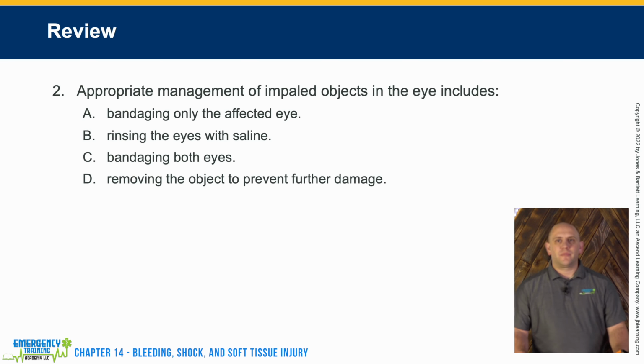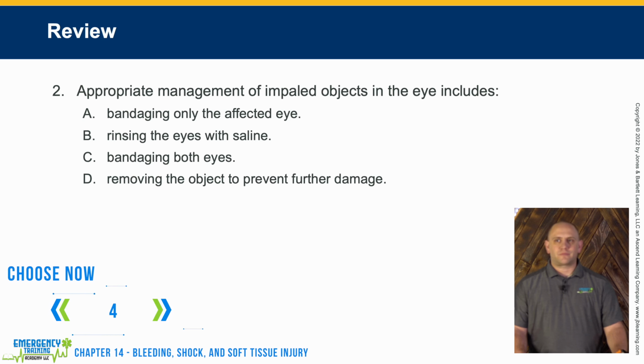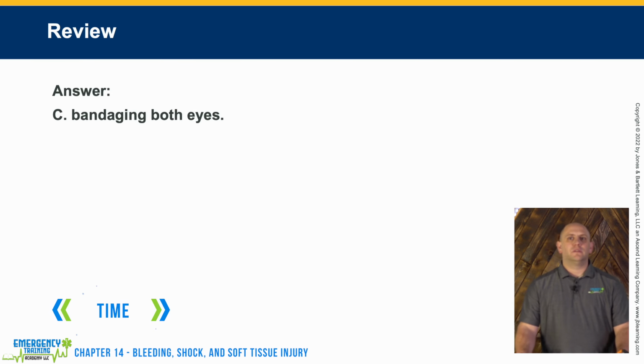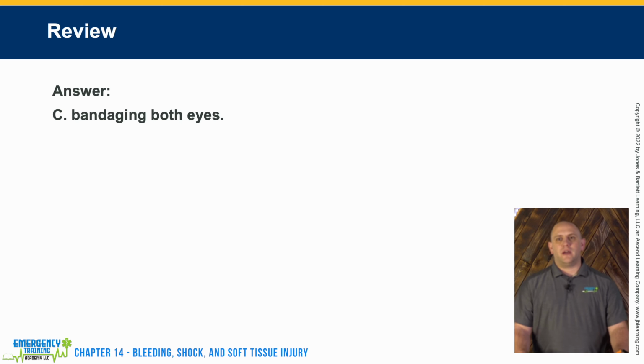Question 2. Appropriate management of impaled objects in the eye include: A, bandaging only the affected eye; B, rinsing the eye with saline; C, bandaging both eyes; D, removing the object to prevent further damage. And the answer for that one is B, bandaging both eyes.